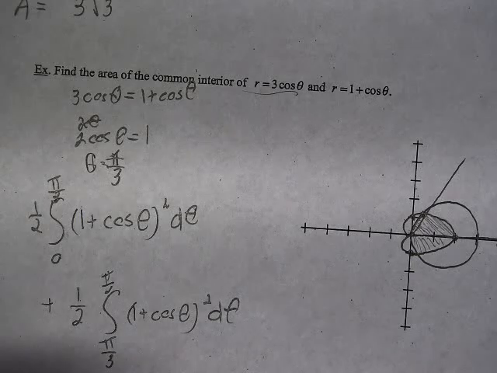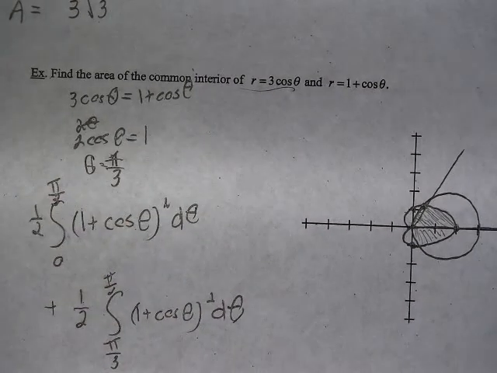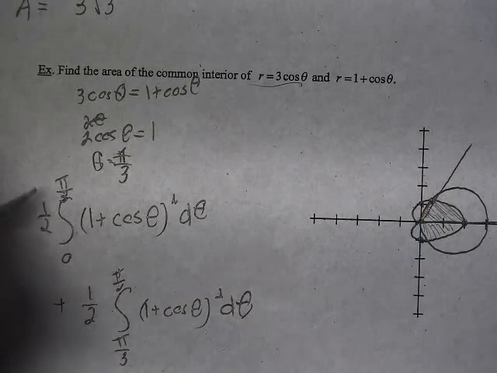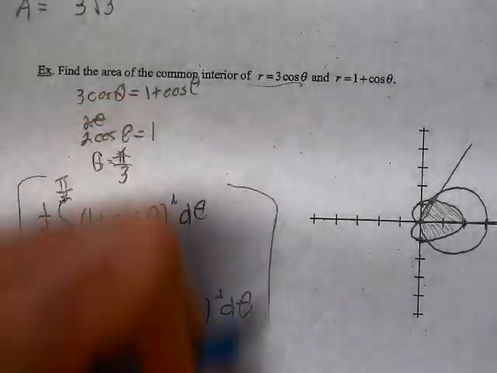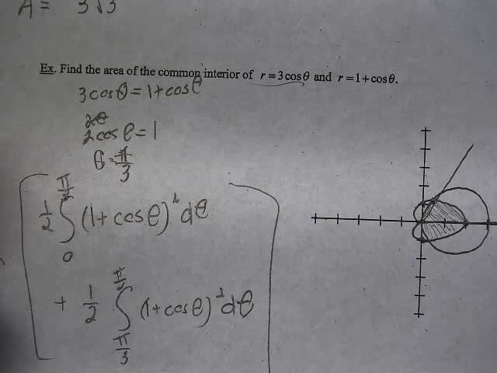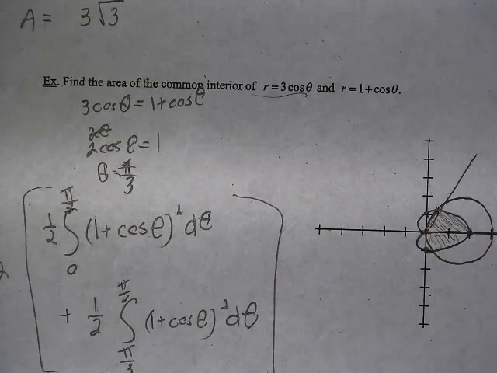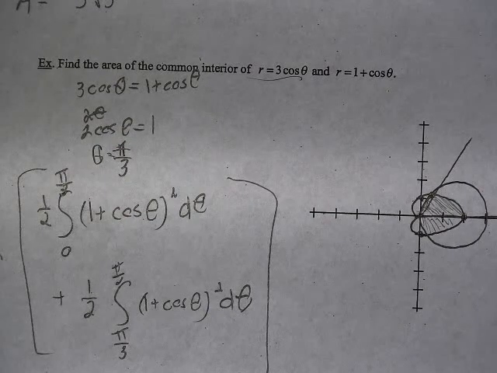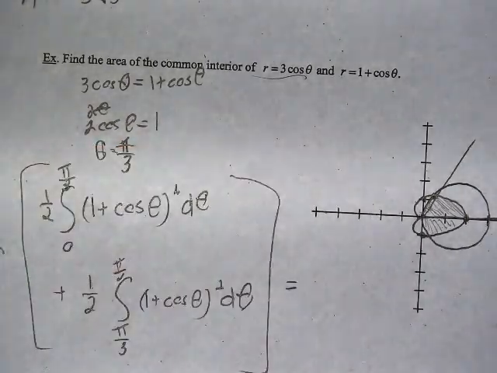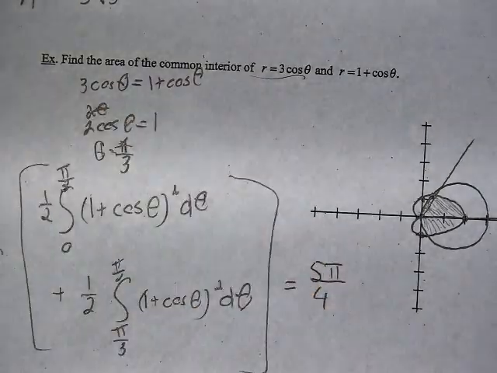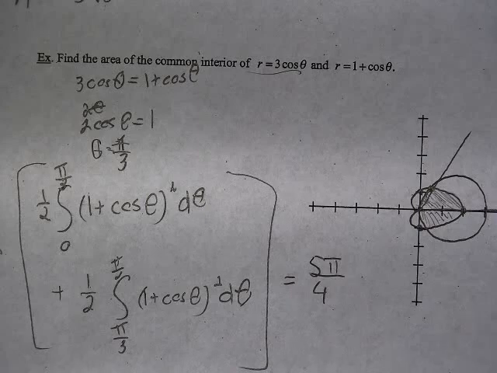All right, now keep in mind, this expression here is just going to give me the top half of this common interior. So when I find that value, I have to multiply that by 2 to find both the bottom half and the top half. When I work through that, that area is going to come out to 5 pi over 4 as a total.